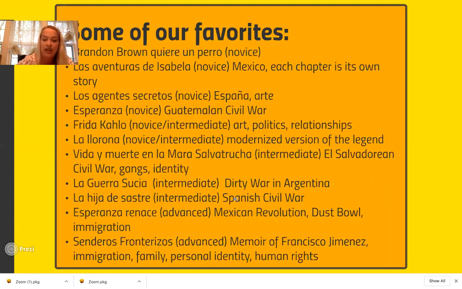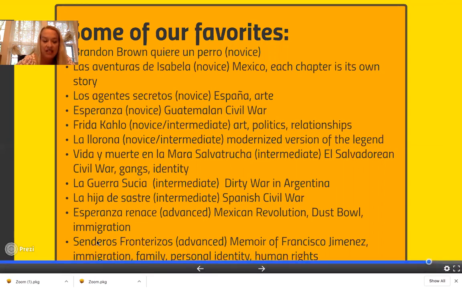Spanish Civil War, we do a Guernica unit with art, and we talk about the war, and I do cultural simulations where I blindfold the students and I just have them sit, and they have to be completely silent. I just let them sit there with blindfolds on, and they can't talk, and it gives them some sort of simulation of what happened during that war. I do read this authentic text, Senderos Fronterizos, with my AP students. It's a memoir of Francisco Jimenez and how he immigrated to the United States, and it talks about family and personal identity and human rights.